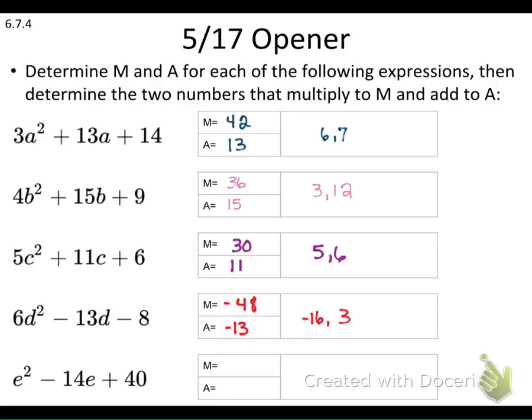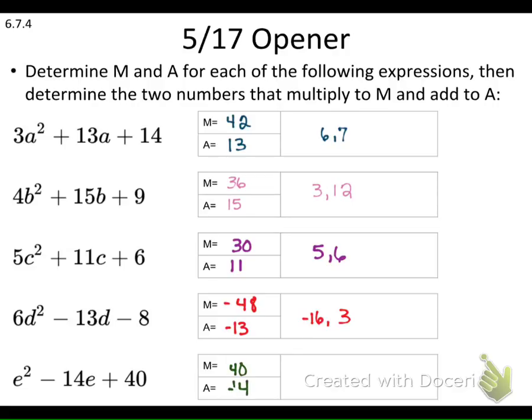And the last one. Looking at this last one, what can we do with it? What can we do with this last expression if we had to factor it? Fast factor, why? Yeah, because the first one doesn't have a coefficient. So what's my M for this last one here? 40. What's my A?